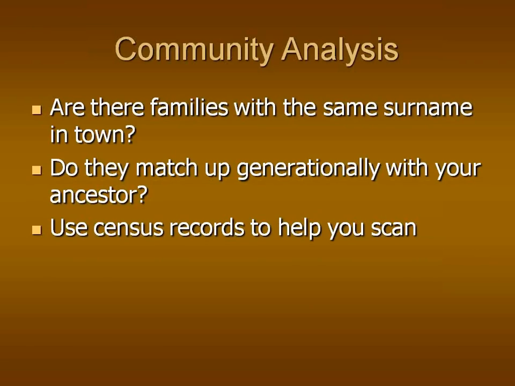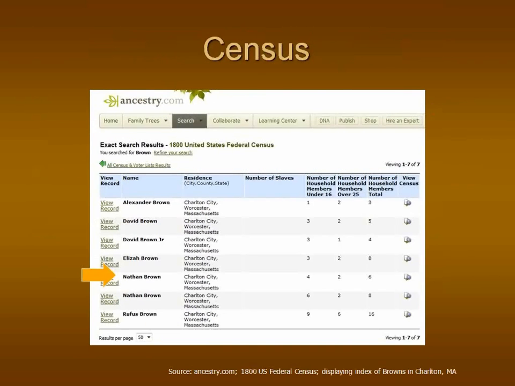And one of the quick ways that you can do this is to use census records to scan data to see whether you should do further research or not. So for example, Nathan Brown was in Charlton by 1799, so I looked at an 1800 census. I searched by Browns in Charlton, Massachusetts, and there are 7 families there. Now the one with the arrow is Nathan Brown's family. There are 2 adults over 25 and 4 children. That matches really well with what we know about the family.